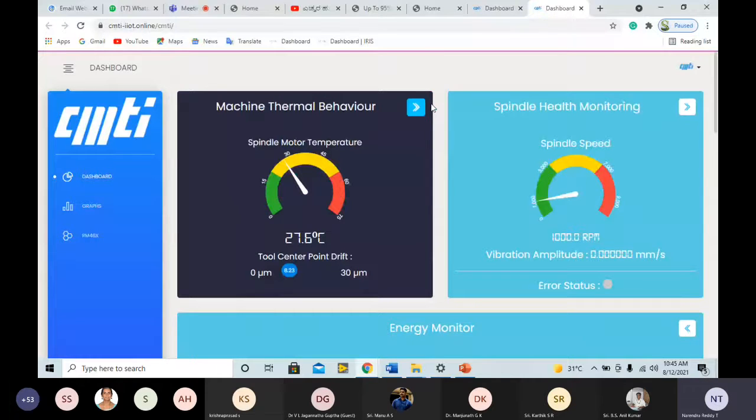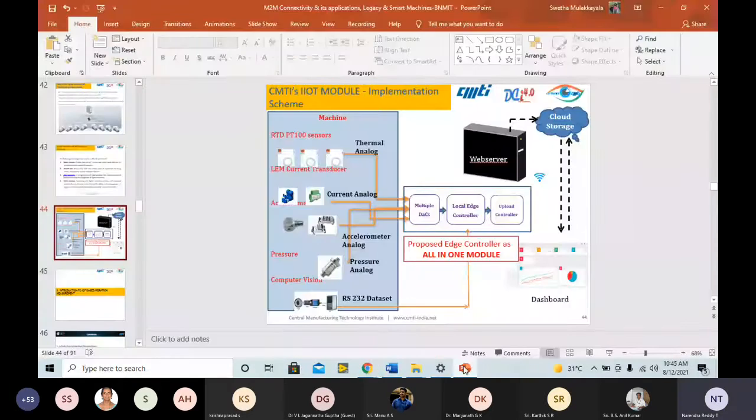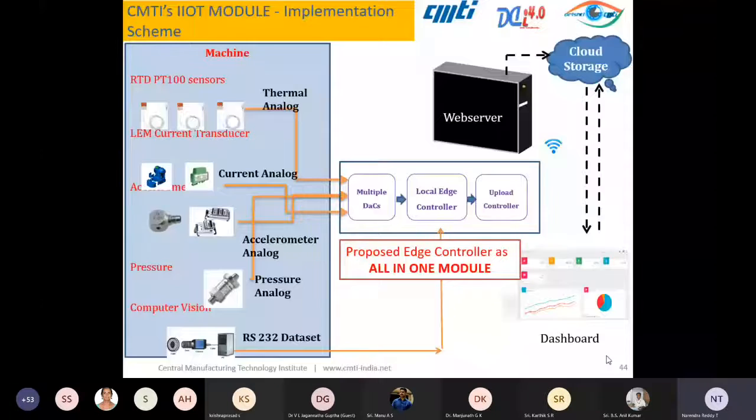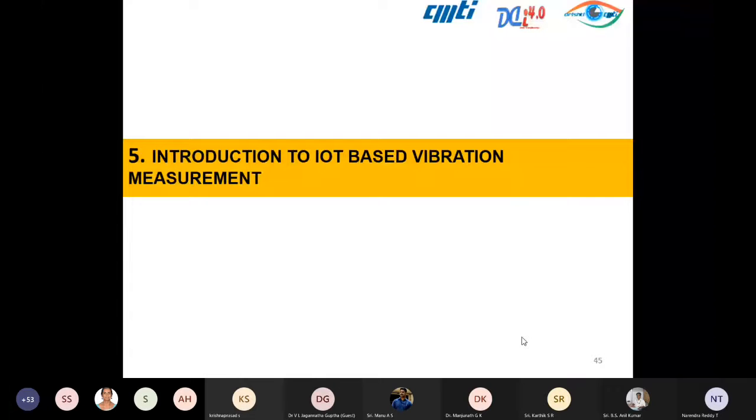With this I have finished the legacy machine conversion to smart. You see that just by mounting these sensors, I am able to get all the required information for the machine. Hope it is clear. Now I'll be getting into IoT based vibration measurement. I think some person was asking about structural.